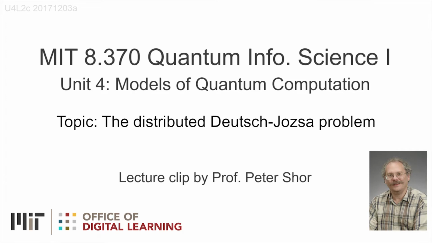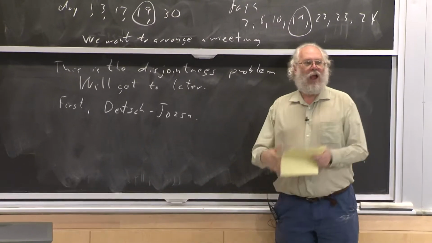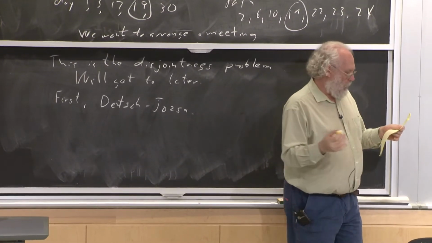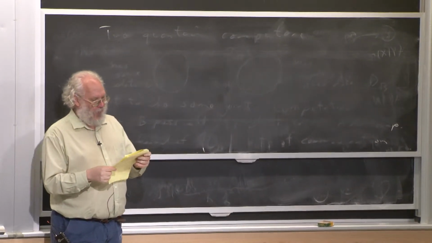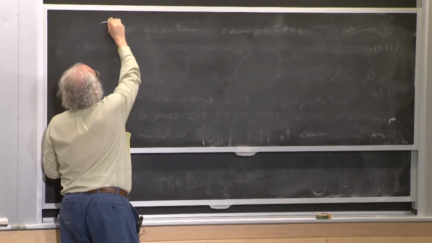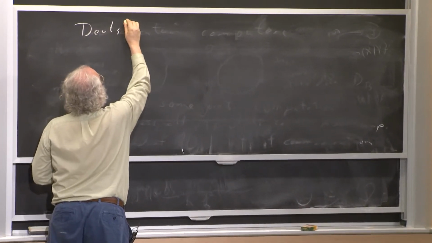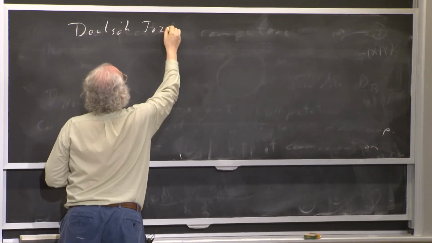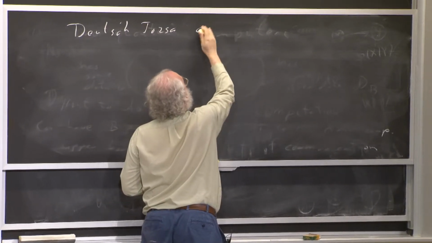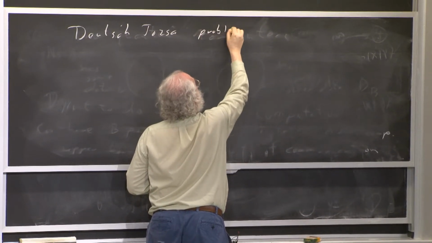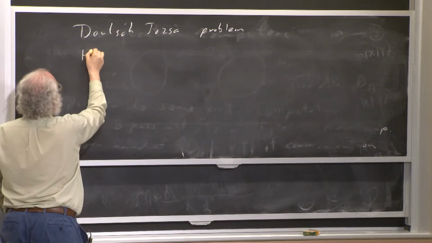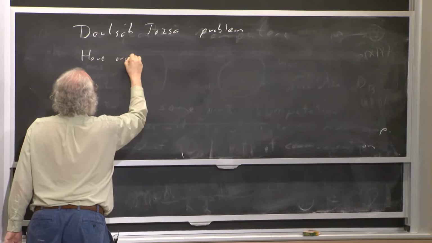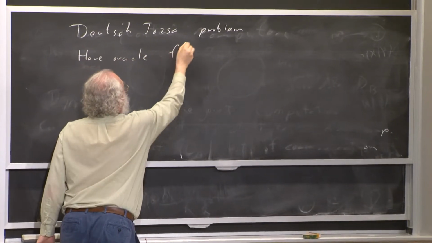First, Deutsch-Jozsa. So this was the first, I think, quantum communication complexity result. So let's remember the Deutsch-Jozsa algorithm. You have an oracle f of x.